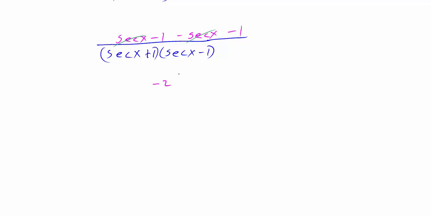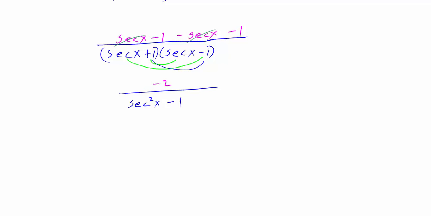And then on the denominator, we can go ahead and multiply this out. Secant x times secant x is secant squared x. And when we multiply here, we get a negative secant x, and the middle piece is going to give us a positive secant x. So the middle terms are going to cancel out. So the only thing we have left is 1 times negative 1, which is negative 1.